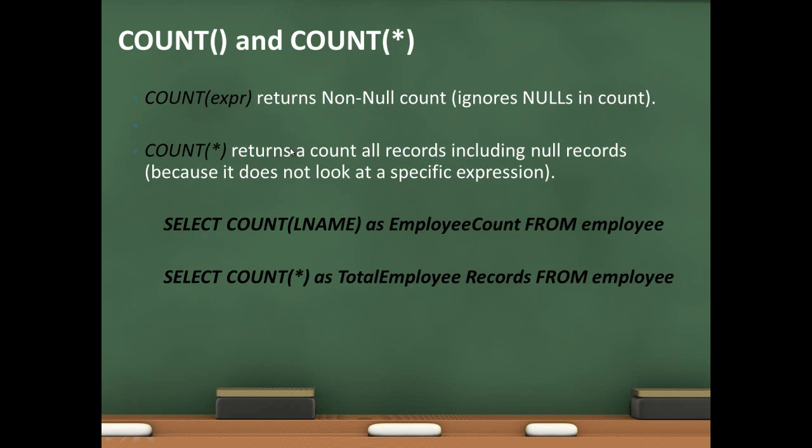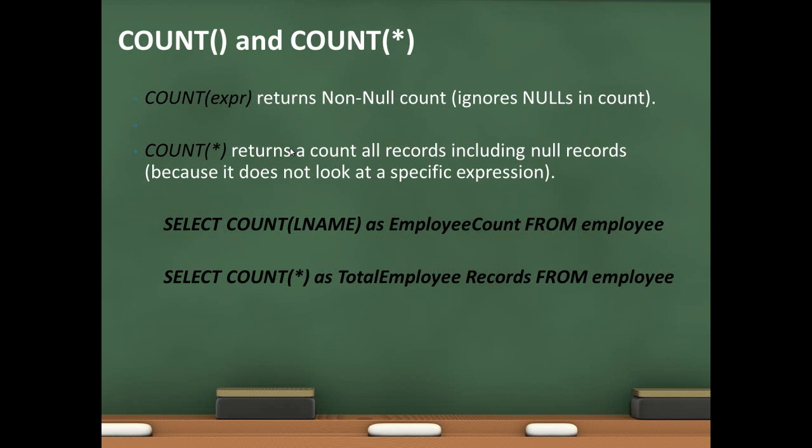Next one we're going to take a look at is the count and the count wildcard. The first thing we're going to look at is count, which simply counts the non-null values in a particular column. The first example below says count L name as employee count from employee. In essence, it's going to count every non-null last name.